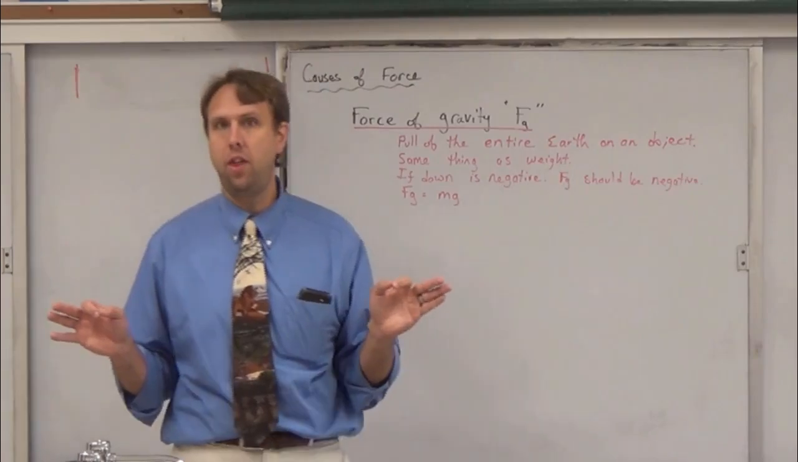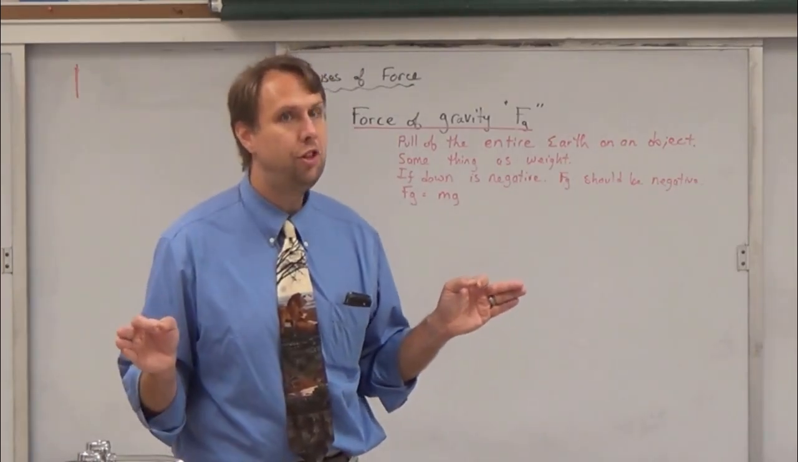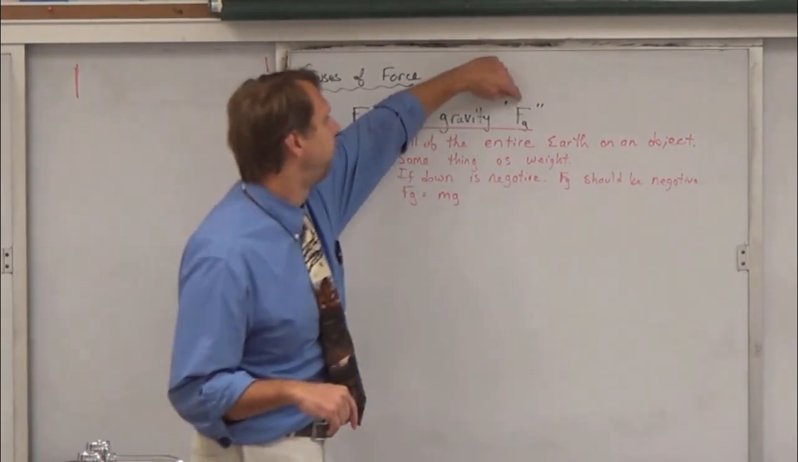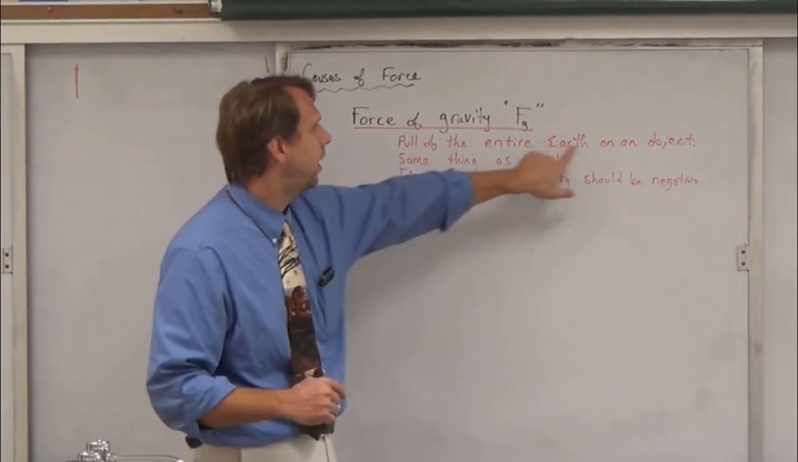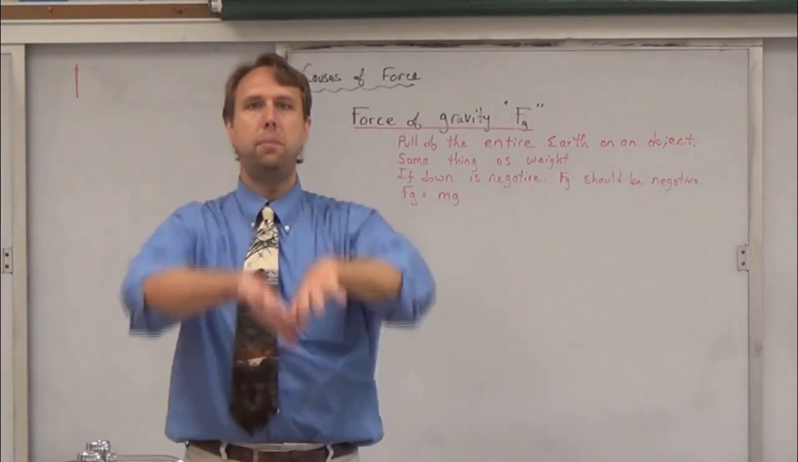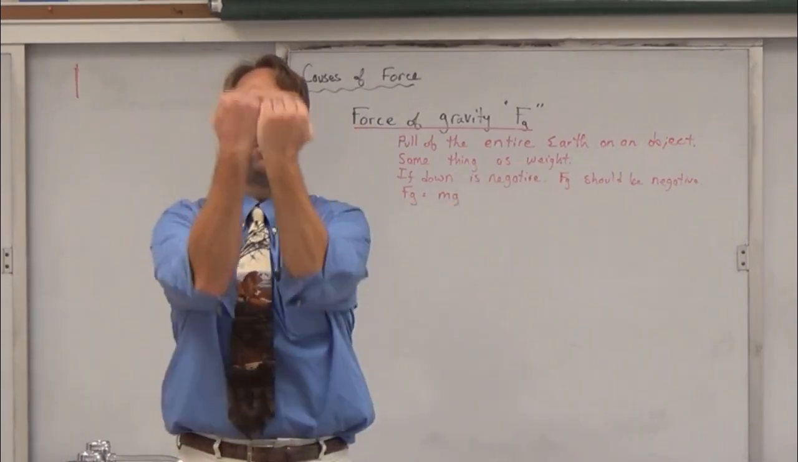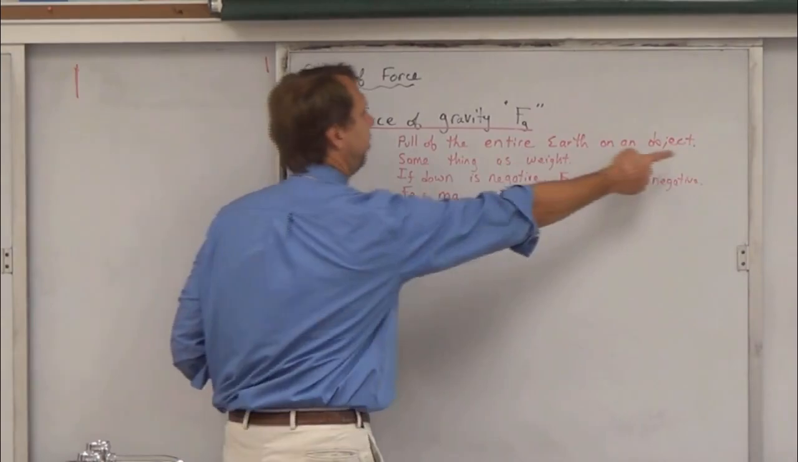Please don't ever change that. Force of gravity will always be a capital F followed by a lowercase g as a subscript. The F for force, a subscript g, lets you know it's the force of gravity. This is the pull of the entire Earth on the object. Please understand that gravity is caused by the entire Earth being beneath you, so Earth is pulling you down. So what causes the force of gravity is the pull of the entire Earth on the object.